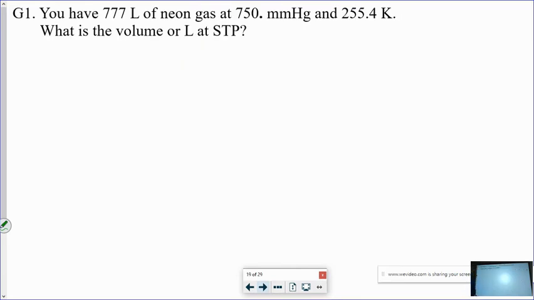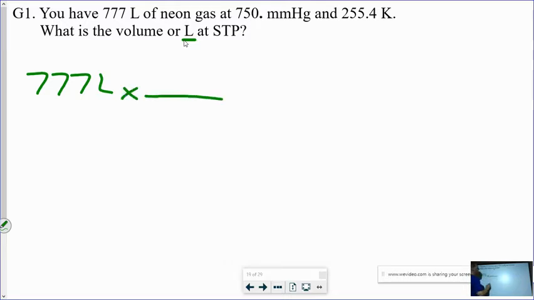All right, so now we're going to go a little bit further with these problems. So we look at this problem, you have 777 liters of neon gas, you have the pressure, you have the temperature. What is the volume at STP? So it wants us to find the volume. So I'm going to start off with the volume. Whatever I'm trying to find out, I'm going to start off with. So liters of neon gas.